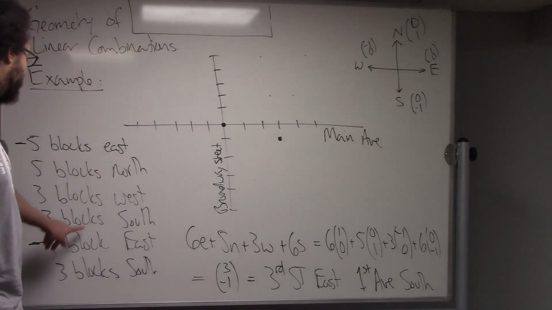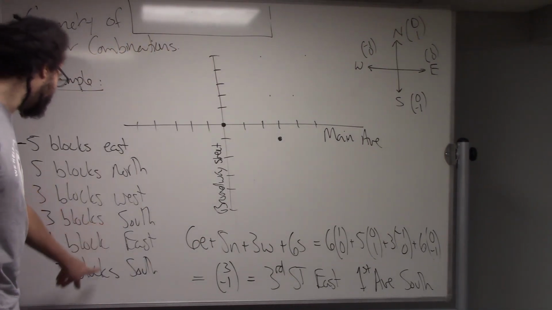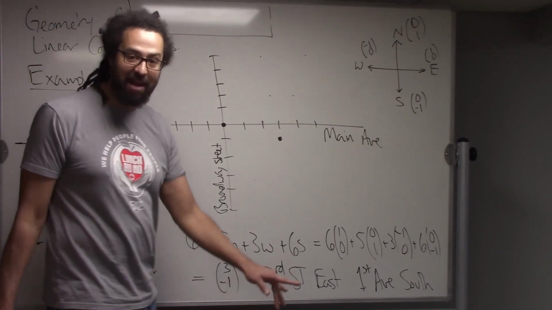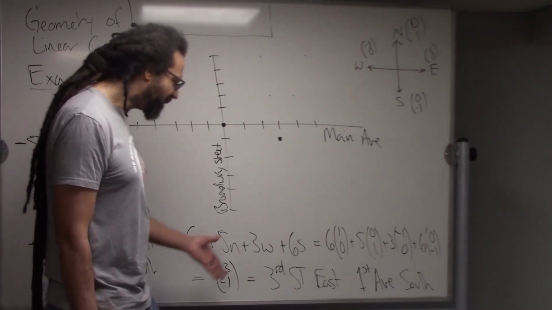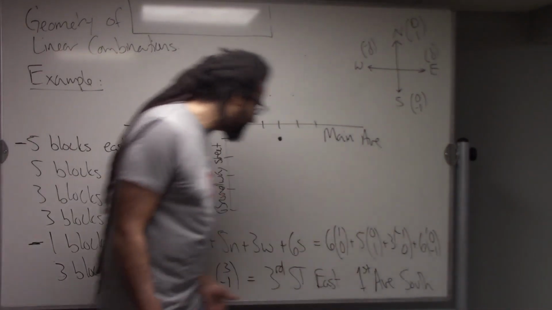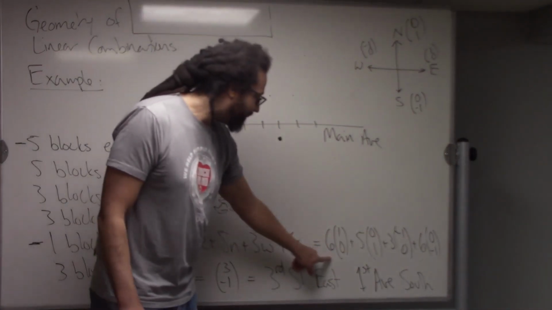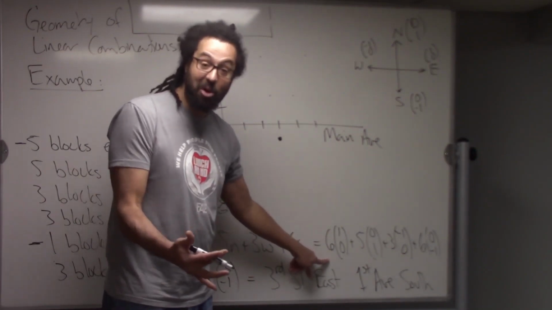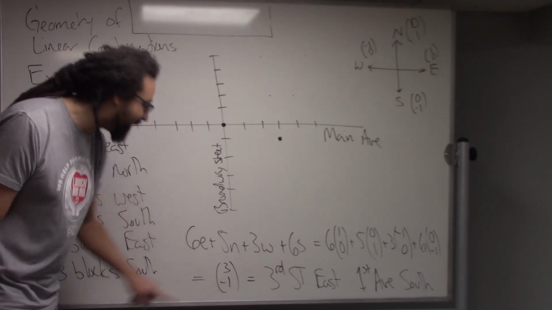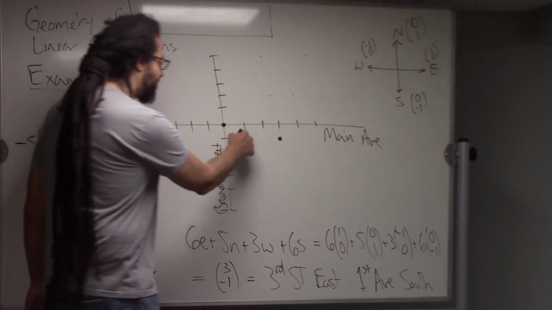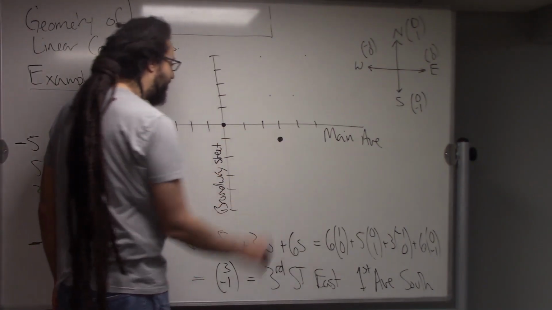And then how many blocks south did I travel? So 3 and 3, so that's 6 blocks south. So 6 times 0, negative 1. So if I add all this up, right, just using the standard scalar multiplication and vector addition, I wind up with 3, negative 1. So 3, negative 1 puts us right here.